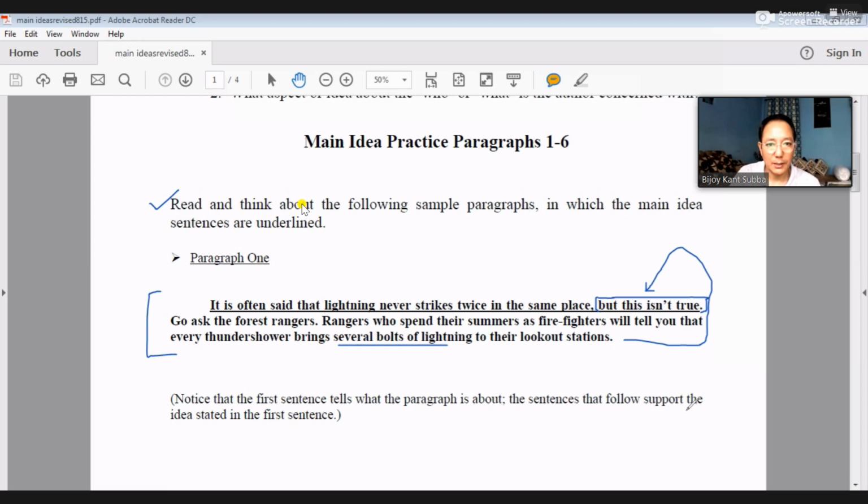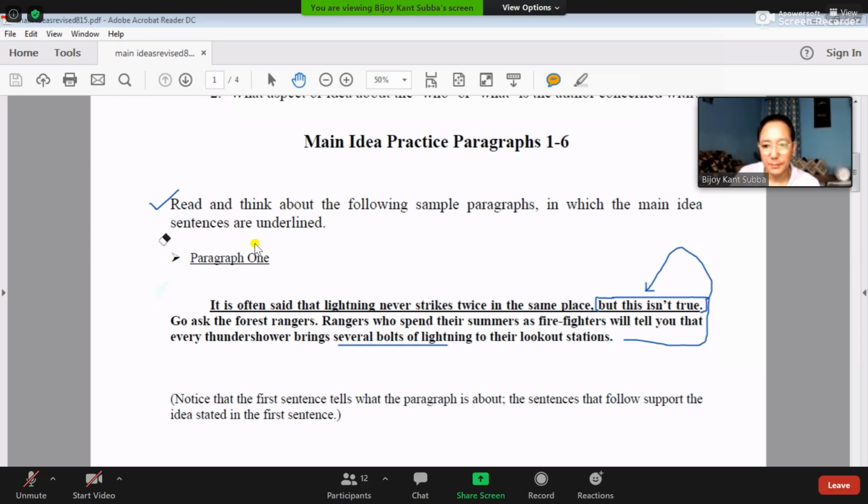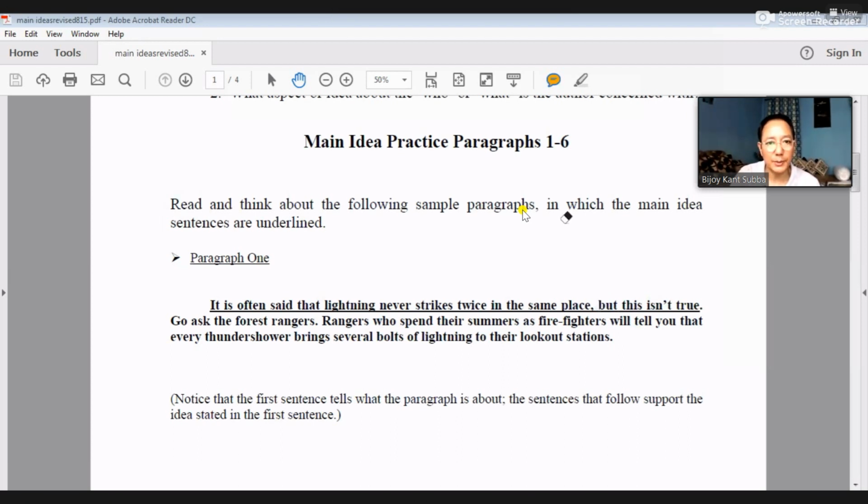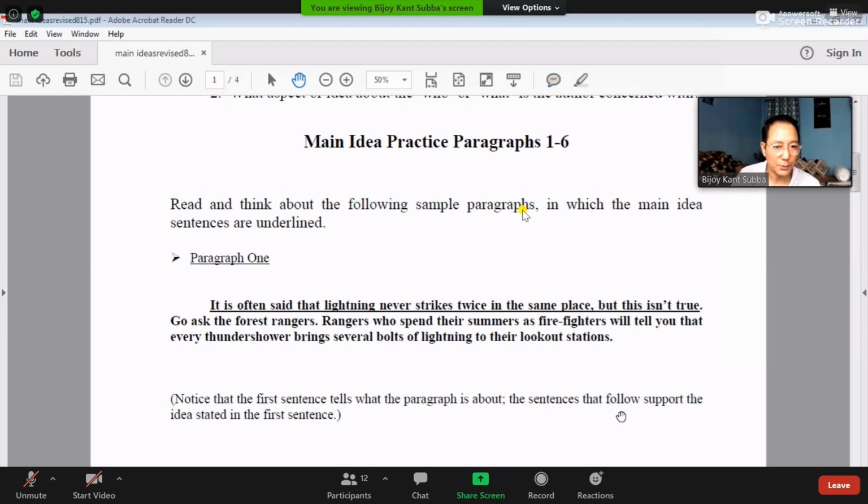Sir, are those supporting sentences mostly facts and figures, or just examples? No, supporting sentence can be anything. It could be facts, figures, it could be examples. It can be in different forms. So supporting sentences can vary.